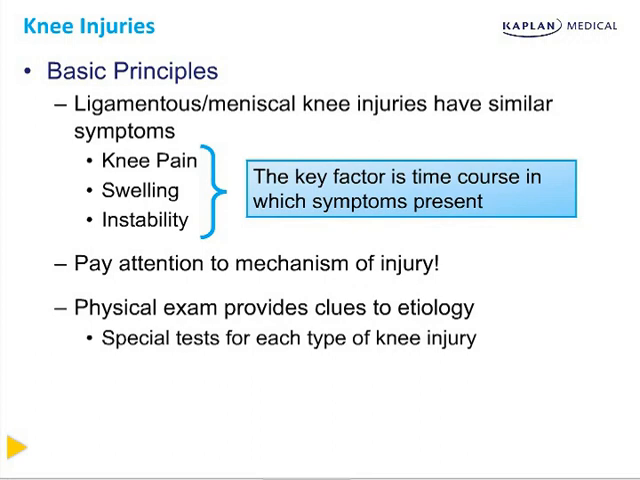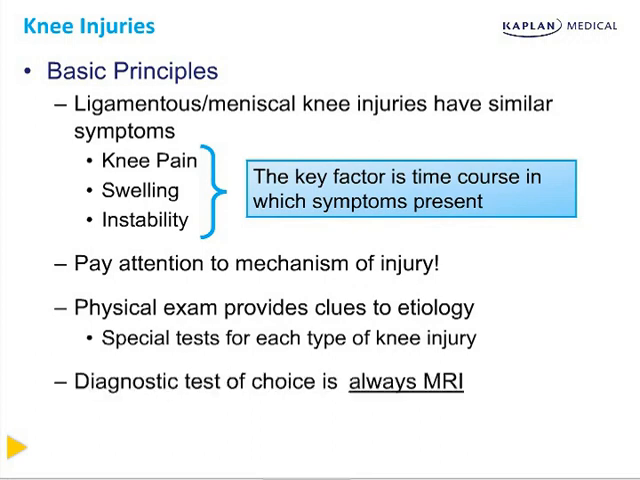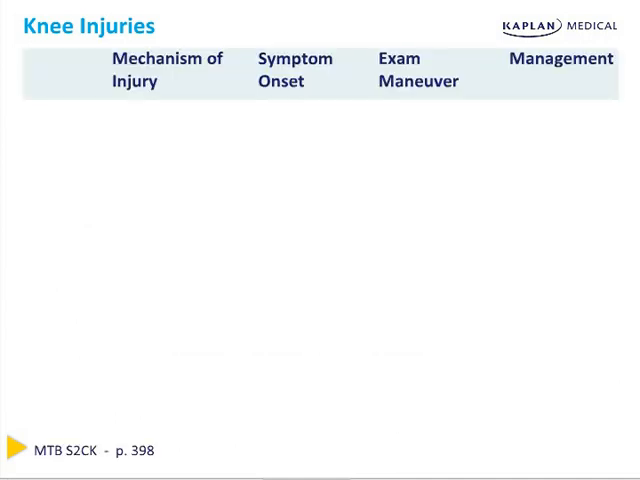Regardless of what was injured, however, if you suspect some sort of injury to a ligament or meniscus within the knee, the diagnostic modality of choice is always MRI. This is a bit of a busy slide, but the information on it will allow you to quickly and accurately differentiate between types of knee injuries. And since this is a frequently tested concept on the Step 2 CK exam, I highly recommend that you know this information inside and out.